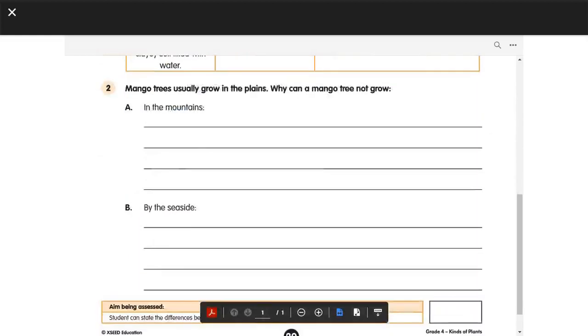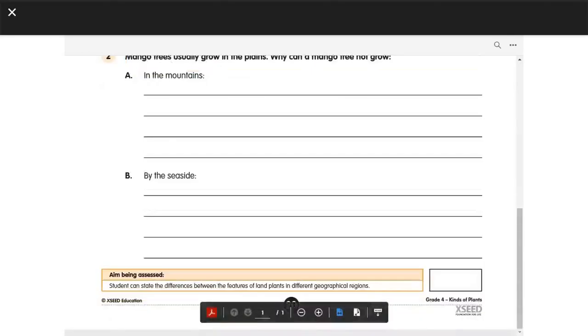Next question. Mango trees usually grow in the plains. Why can a mango tree not grow in the mountains? And why can a mango tree not grow by the seaside? Answer the questions in your workbook.